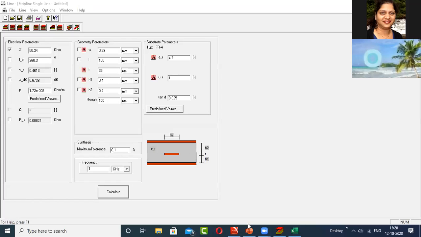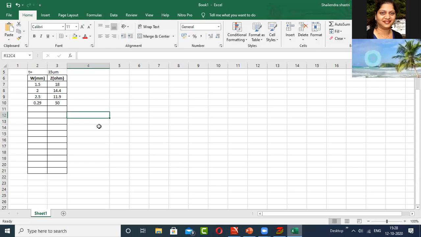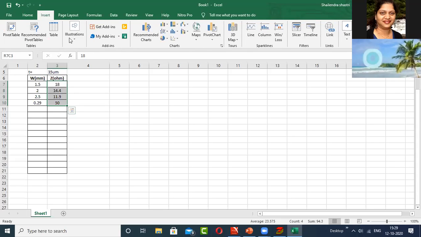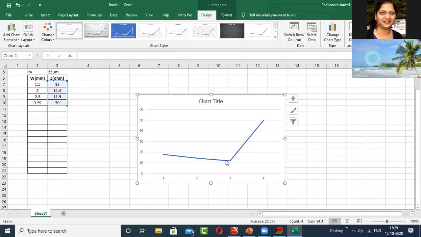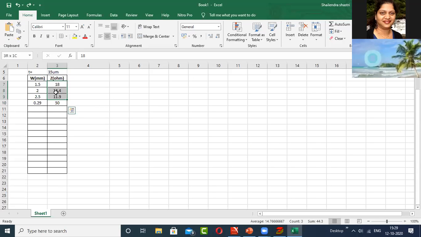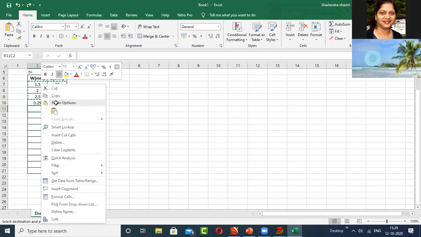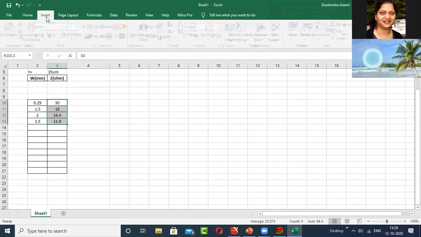So this is the impact of the width on characteristic impedance. Okay, so if I plot this graph, there is something like this. So you can see it decreases here. I will go for that, or I can have it here. So we can plot it like this.